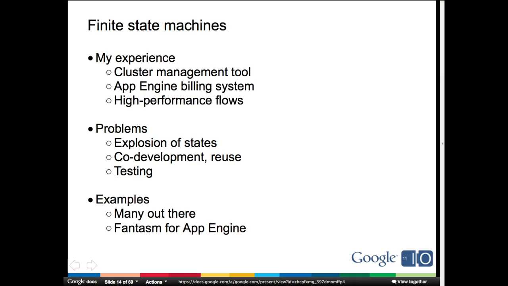I have had a lot of experience building finite state machines at Google. I built a cluster management tool that I'll show you in a sec. The Append billing system is mostly a finite state machine. There's a lot of high performance flows throughout Google that are state machines. The problem is it's just this explosion of states. You've got deterministic behavior, and a small number of states in the beginning. And then every time you need to add a feature, you add more states, and you get this combinatorial explosion of behavior.